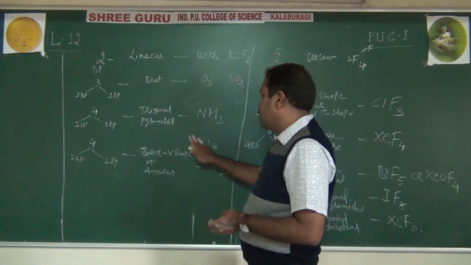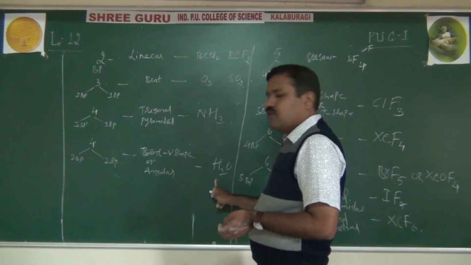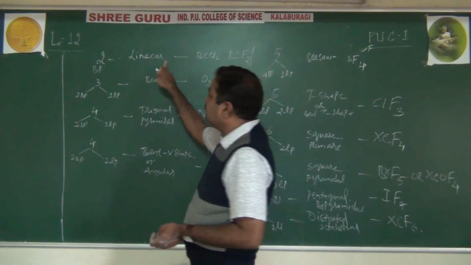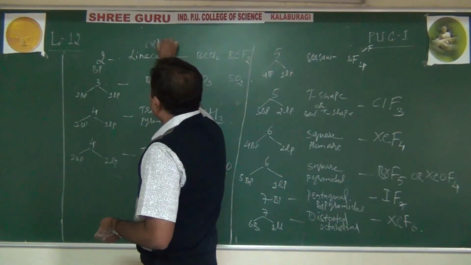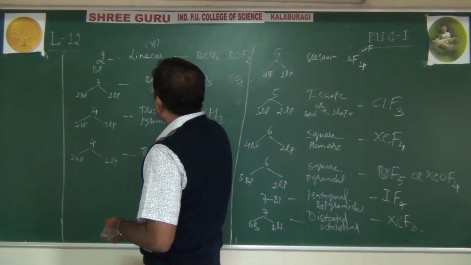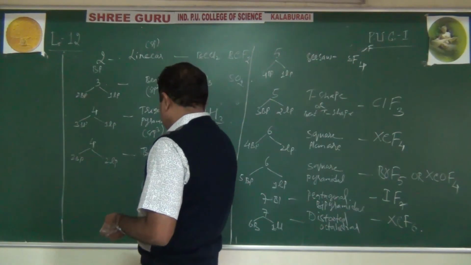If there are 2 bonding pairs, 2 lone pairs, then it is bent shape, water. Yes, see here hybridization sp. Here also hybridization sp only. Sorry, sp2. Here hybridization sp2, and here hybridization sp3. Here hybridization sp3.